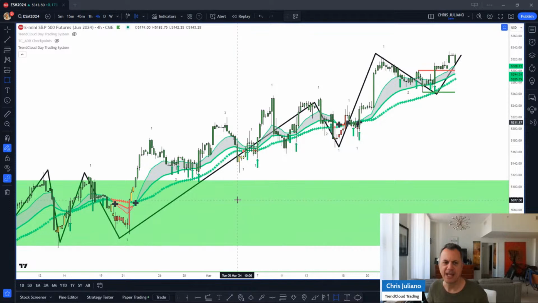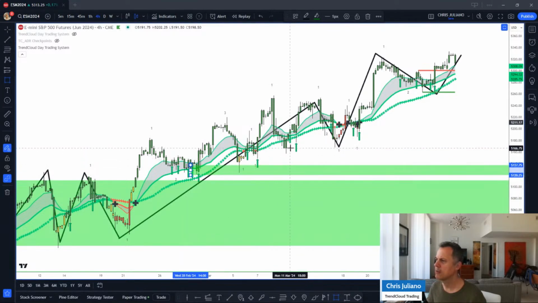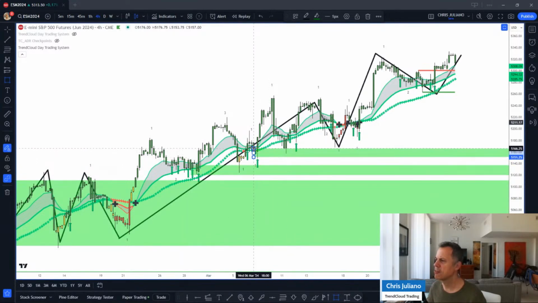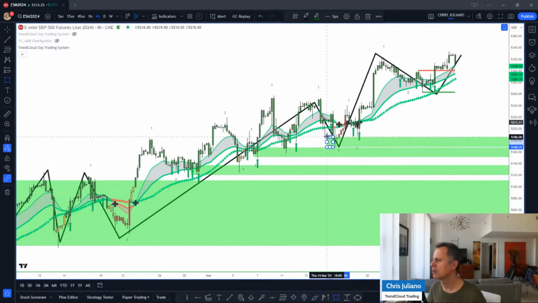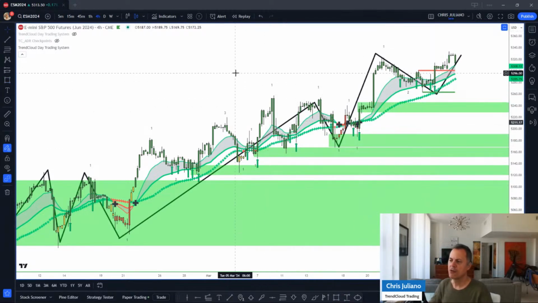So this is just an exercise in drawing out demand zones, right? And then finally here, it doesn't quite pull back. So only a few of them worked.